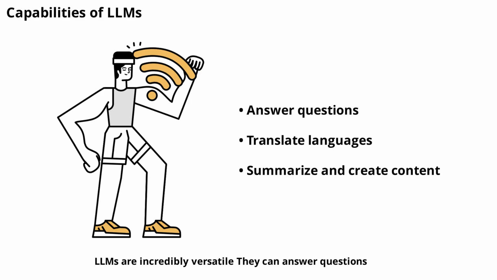LLMs are incredibly versatile. They can answer questions, translate languages, summarize long documents, write stories or poems, and even generate code. Their ability to understand and produce human-like language makes them valuable tools in education, business, entertainment, and more. As LLMs continue to improve, their range of applications is expanding rapidly.